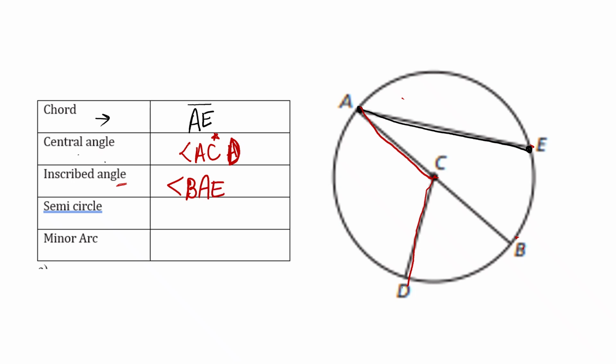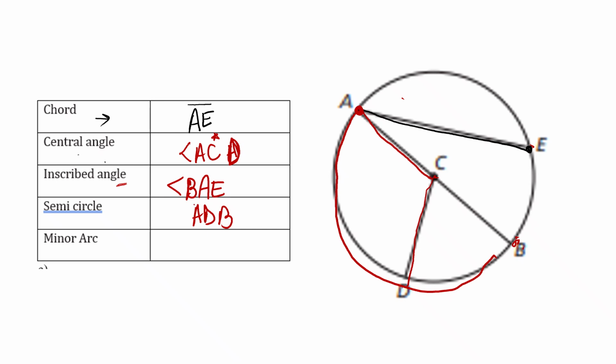Now the semicircle, which means that one side is the whole diameter. A and B are the diameter, and if you show the arc all the way from here to here, this is the semicircle. So how can you show it? ADB is the semicircle.